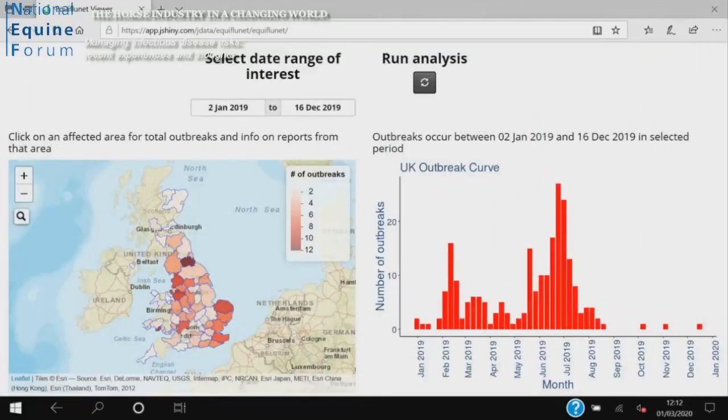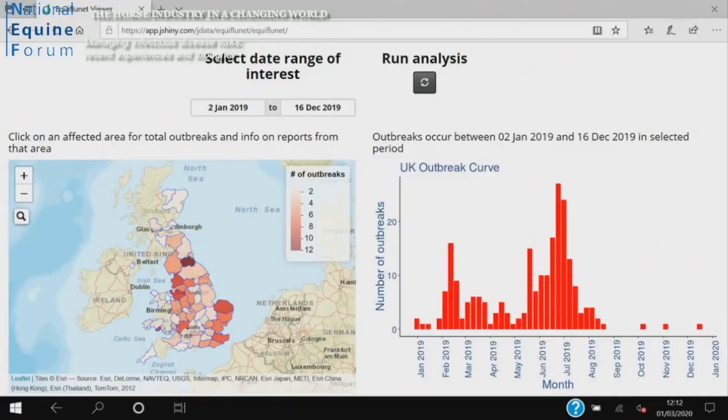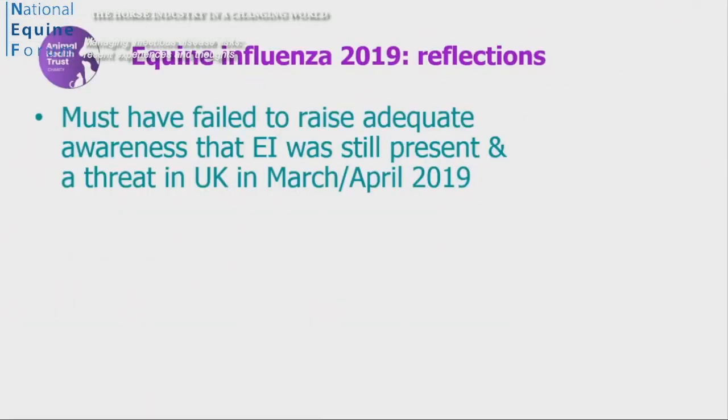So if we rejig things and we put the full year in, this is the picture of what actually happened after that. This is the full year. You can see that there on the right-hand side, we had this large second wave of equine influenza over the summer months. And this was not entirely unpredictable, given that that's when a lot of equine activity goes on and a lot of movement and mixing of animals. But because that second wave occurred, well, we must have somehow failed to raise awareness in order that we could prevent that.